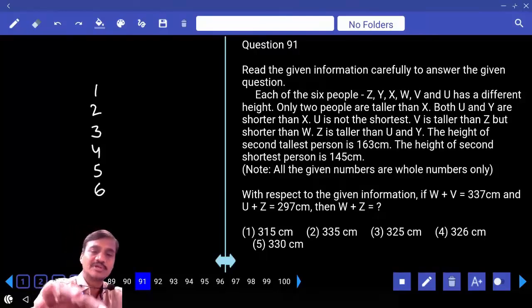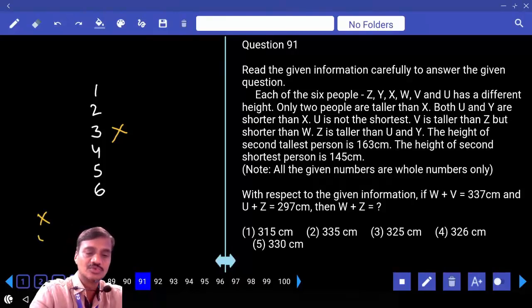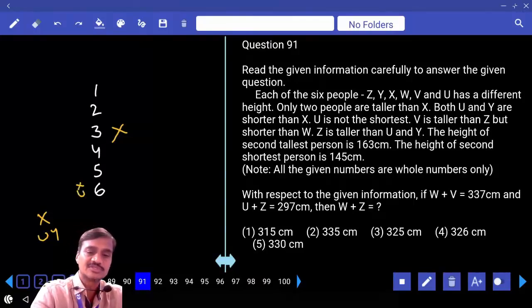And only 2 people are taller than X. X cannot be taller than only 2 people. Hence X is here. And both U and Y are shorter than X. And U is not the shortest. U cannot be at the 6th place.